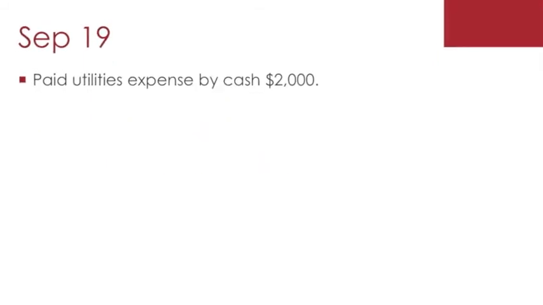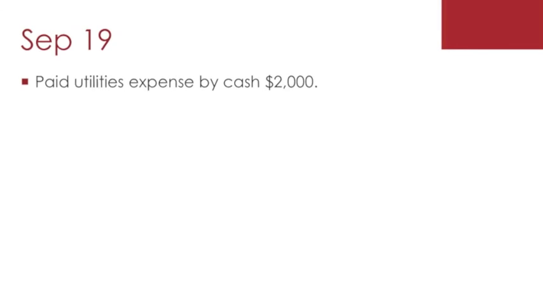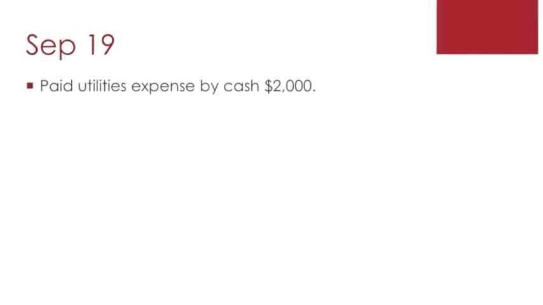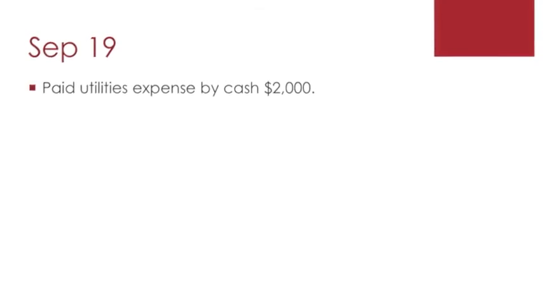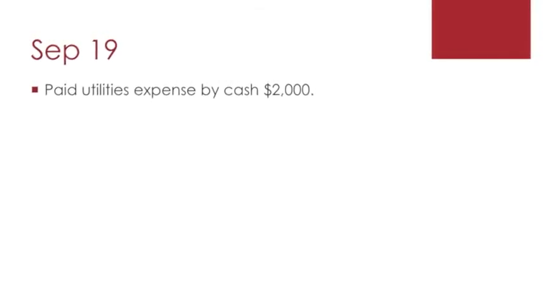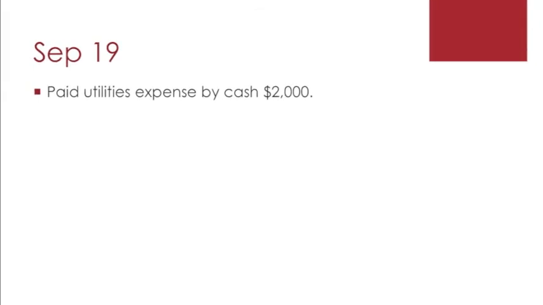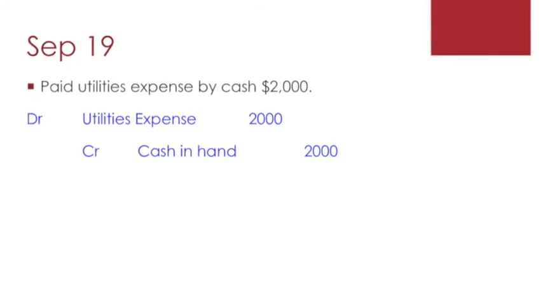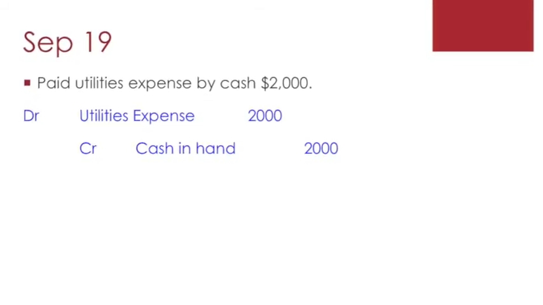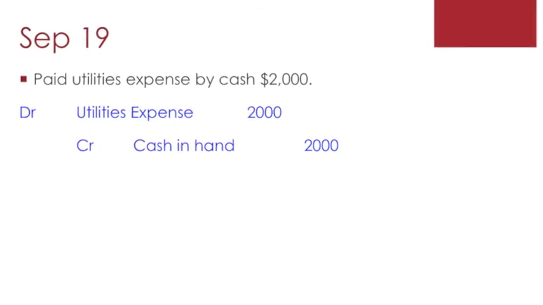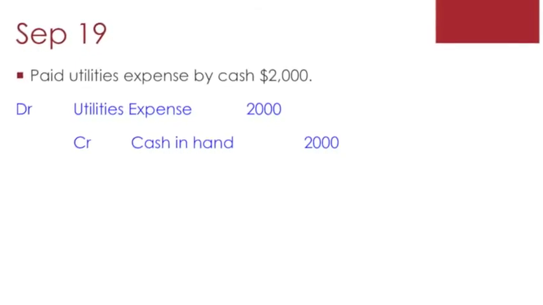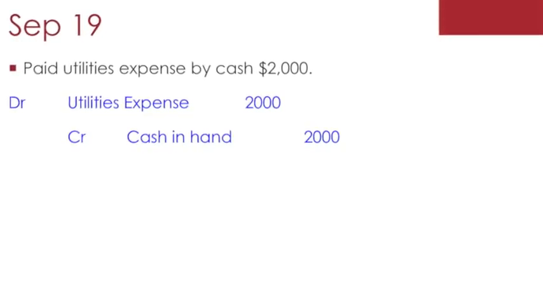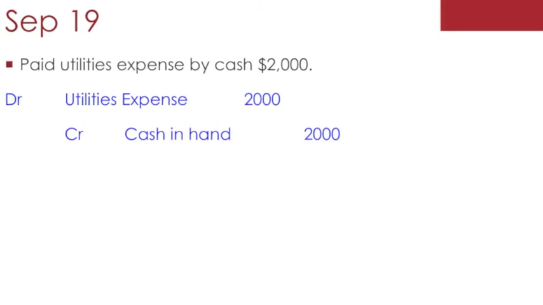On September the 19th, you paid utility expense by cash $2,000, meaning to say your utilities expense increases, while because you paid out cash, your cash in hand decreases. Now, if your utilities expense increases, being on the debit side, so when expense increases, it's debit utilities expense 2,000, and credit cash in hand 2,000.